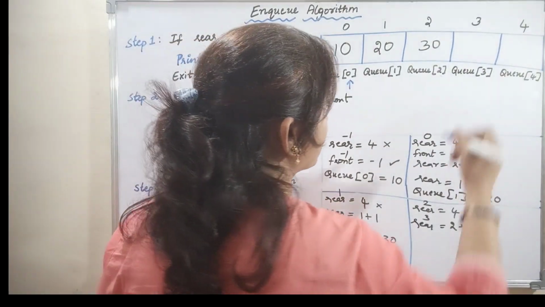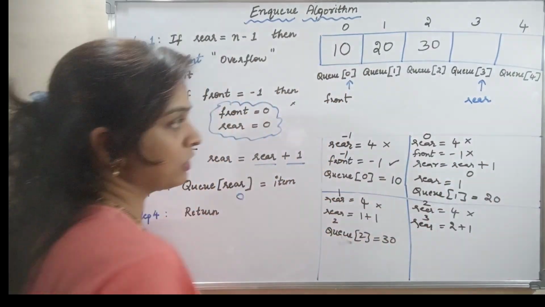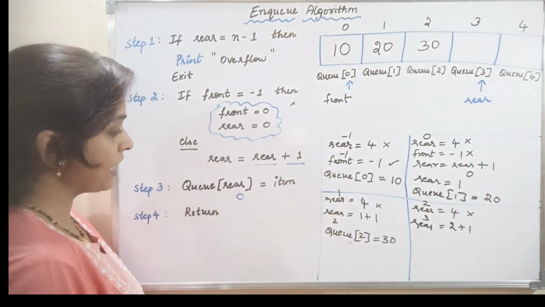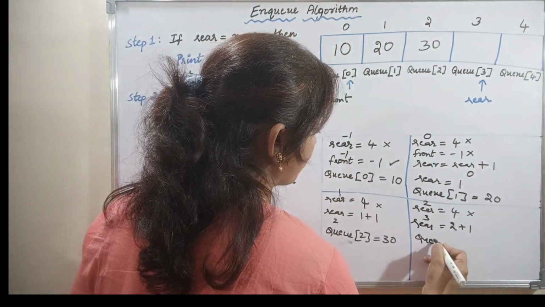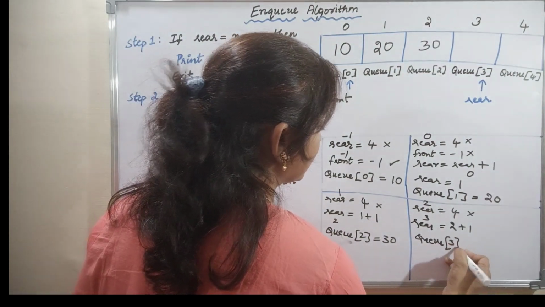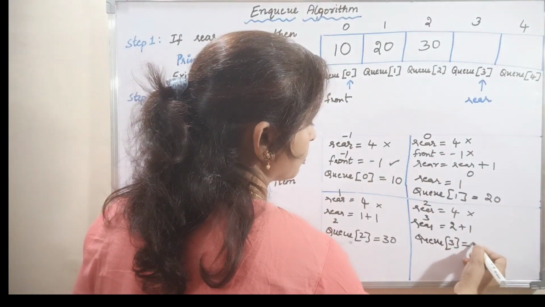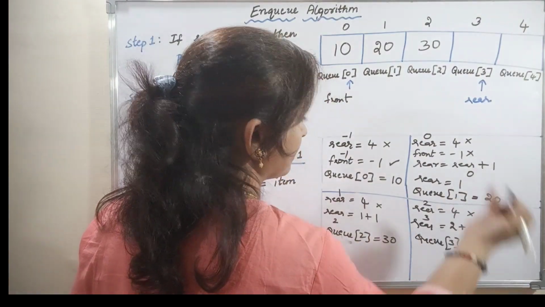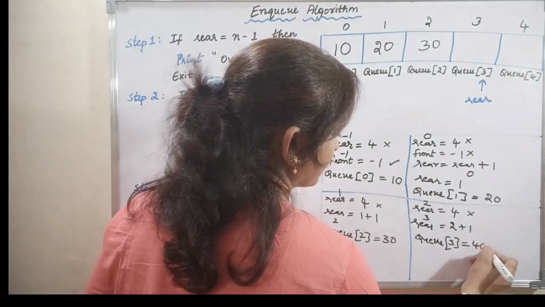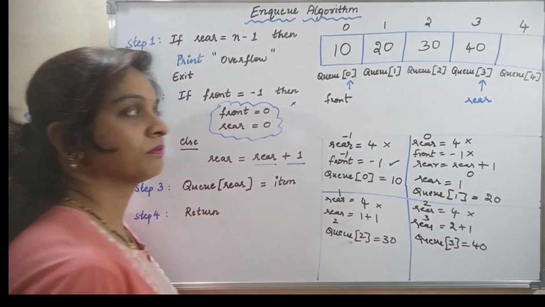So this rear pointer I need to change. Now rear is equal to 3. Then I say queue of rear. What is queue of rear? Rear is 3 equal to the next item I am going to push. Any items you can just take. So queue of 3 equal to, I just say 40.